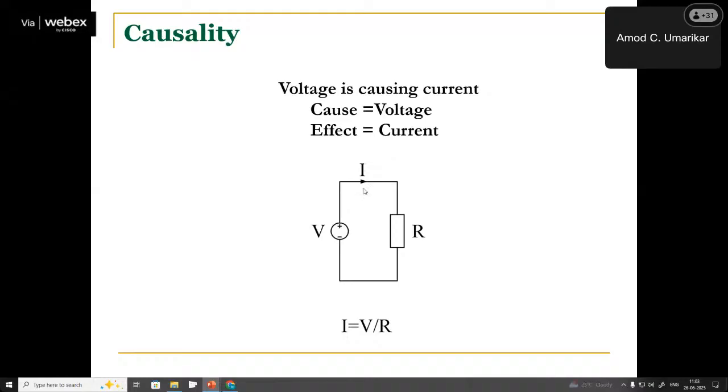Sir, we can remember it like this: the output will be the effect. Suppose in this slide, if we want to get current, that will be the output, so that will be the effect. No, I will not say it's output. Again, it is not output. It's an effect, and B is a cause.